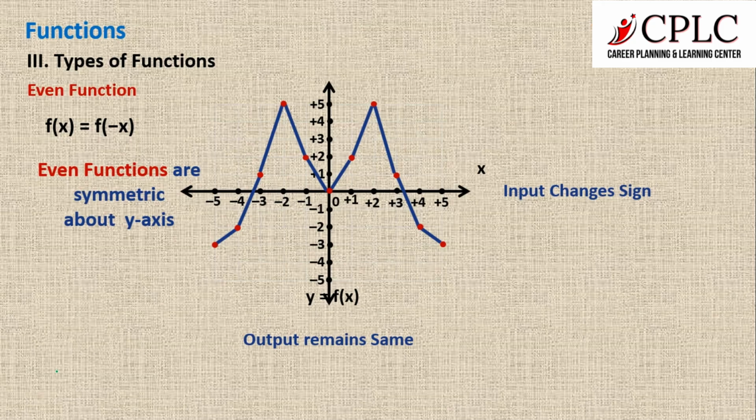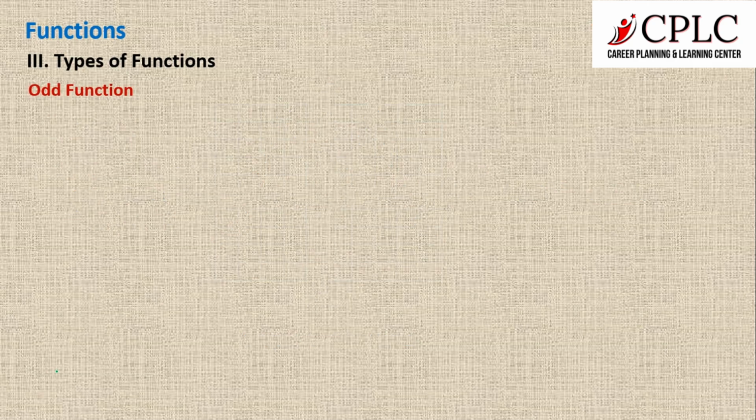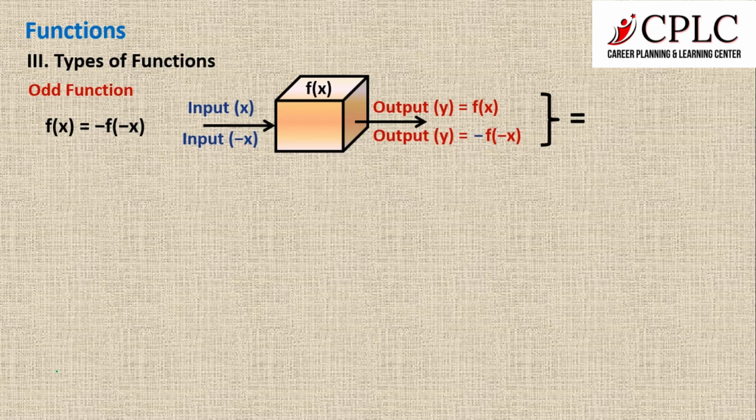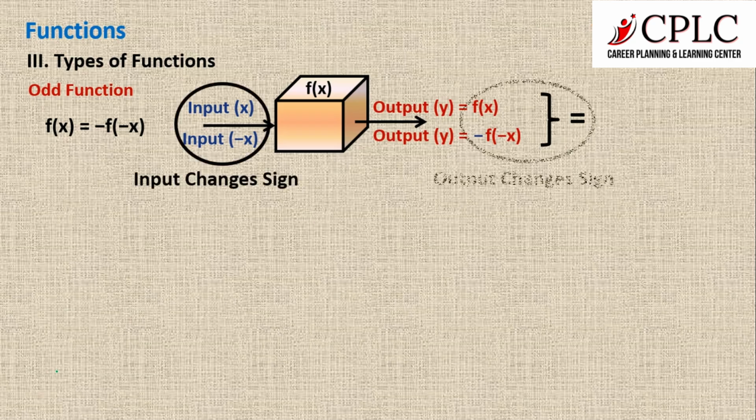Then the next one is an odd function. Now, an odd function obviously has to be exactly opposite of that of an even function. Input changes sign, output also changes sign. Input is x, output is positive. Input is minus x, output is also minus. Theory: input changes sign, output changes sign.